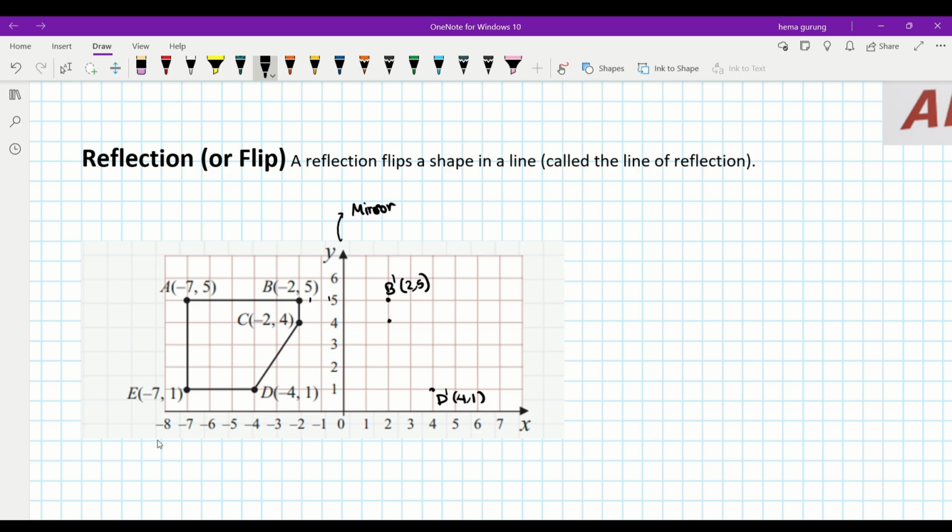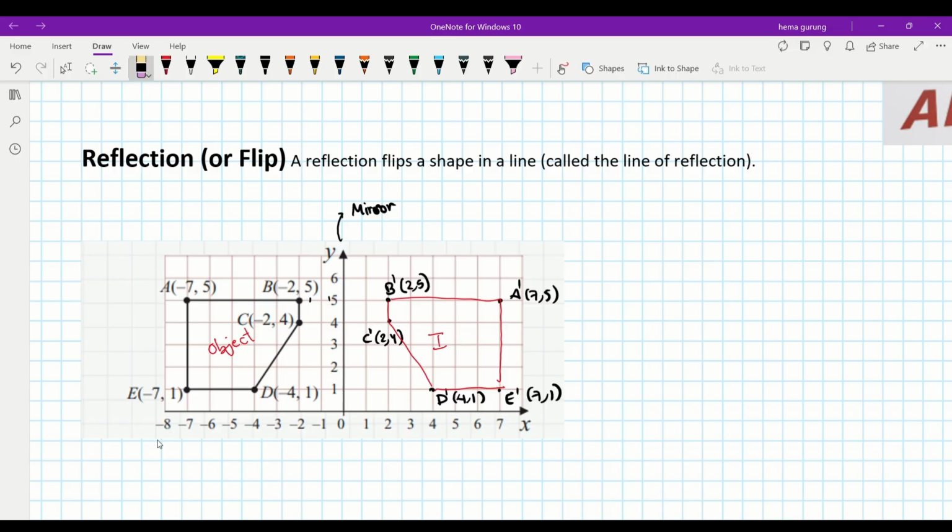Similarly, the other one, you'll see that this one is 2, 4, and the other one, A will be here, which is 7, 5, and then E will be 7, 1. Now let's connect them. This is the image. This is the image. I'll write here image, and this is object. So we reflected object A, B, C, D, E about the y-axis.